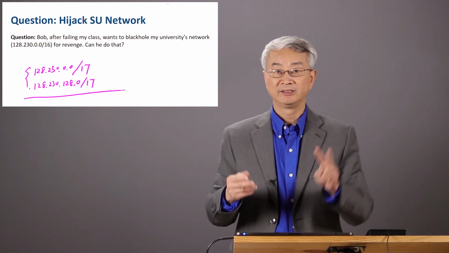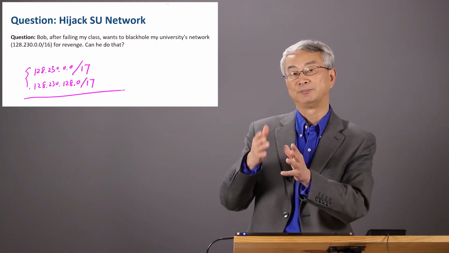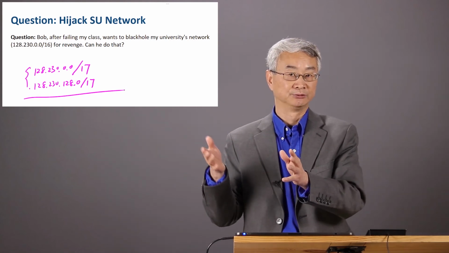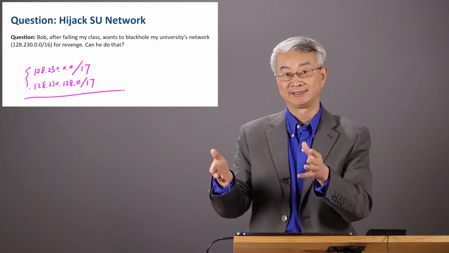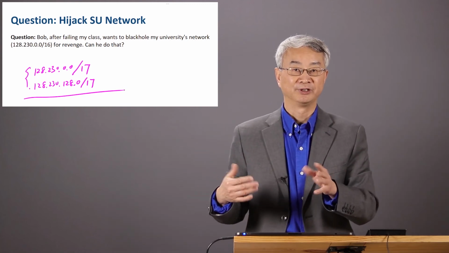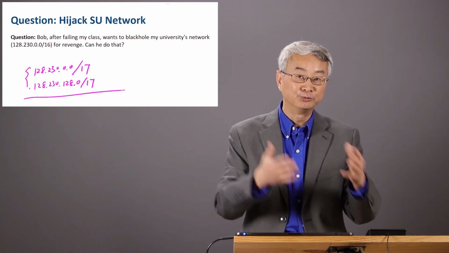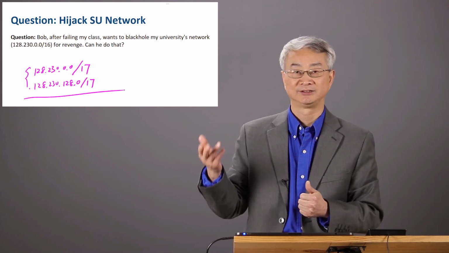These 2 network prefixes are going to actually cover the original one announced, 128.230.0.0/16. I assume that Syracuse only announced that /16. In practice, Syracuse announced much more than that. So in the real attack, if you really want to do that, you will have to announce more than that, not just /17.